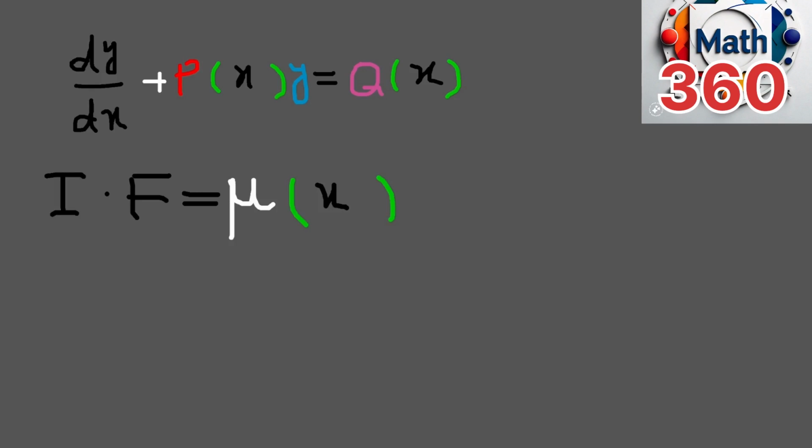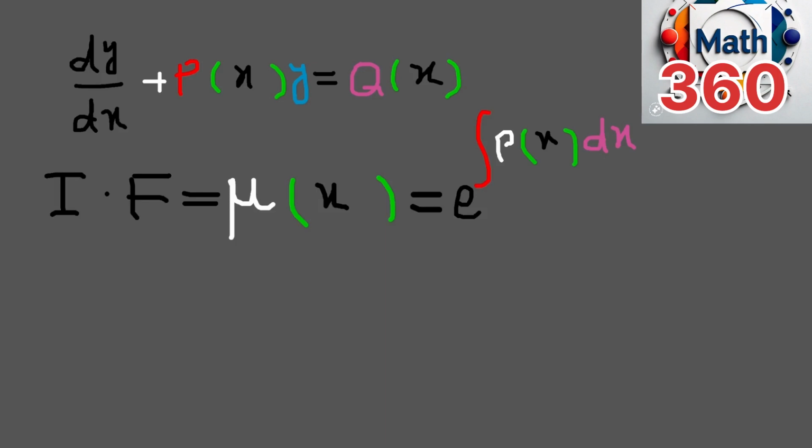It is defined as mu of x equals e raised to the power integral p(x) dx, where e denotes the base of the natural logarithm. The purpose of the integrating factor is to eliminate the p(x) times y term on the left-hand side of the equation by converting it into a product rule derivative.